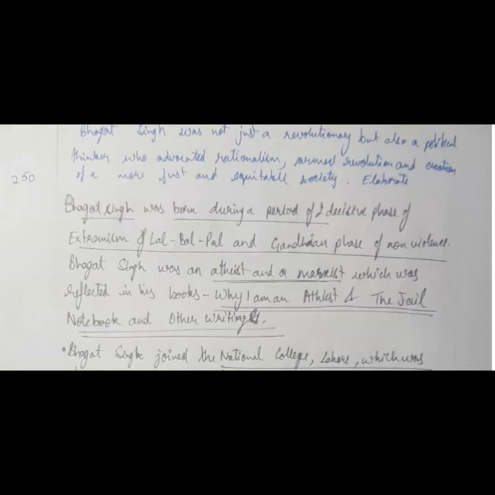Bhagat Singh was not just a revolutionary but also a political thinker who advocated nationalism. Bhagat Singh was not just a revolutionary but also a political thinker who advanced rationalism, armed revolution, and creation of a more just and equitable society. Elaborate, 250 words. Bhagat Singh was born during a period of two decisive phases: extremism of Lal Bal Pal, and the Gandhian phase of non-violence. Bhagat Singh was an atheist and a Marxist, which was reflected in his books, Why I Am an Atheist, and the Jail Notebooks and other writings.